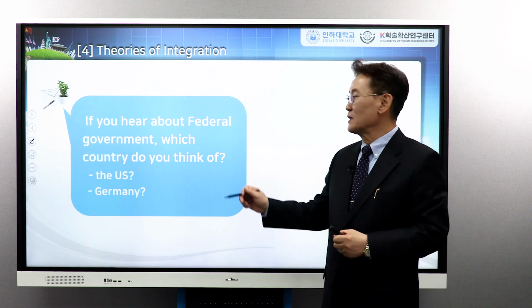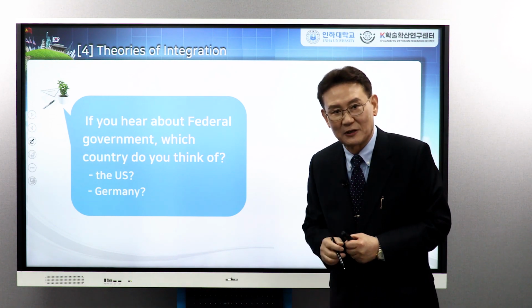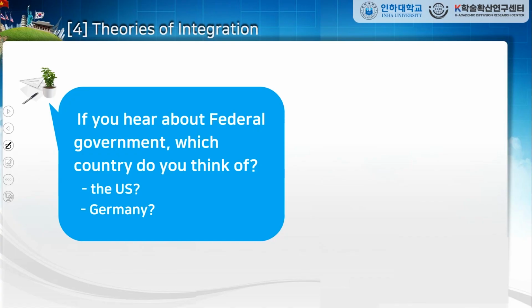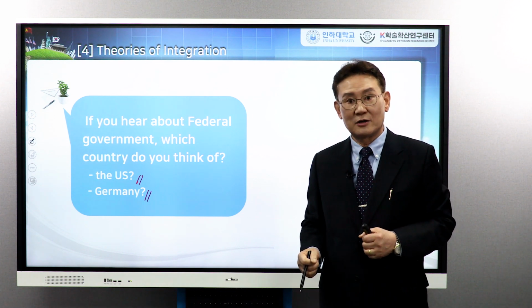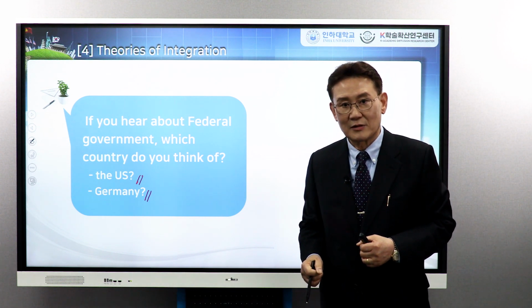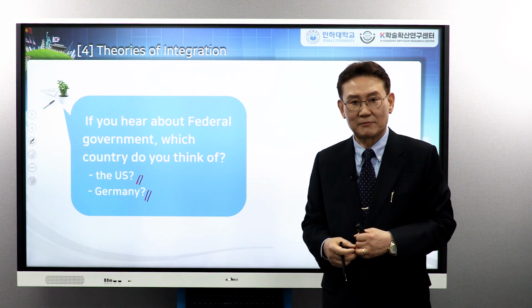When you hear about a federal government, which country do you think of? I mentioned the US, right? And perhaps Germany? Have you heard about the fact that Germany has a federal system? Yes, it does. And what about a small country in Europe, Switzerland? Switzerland has a perfect federal system.